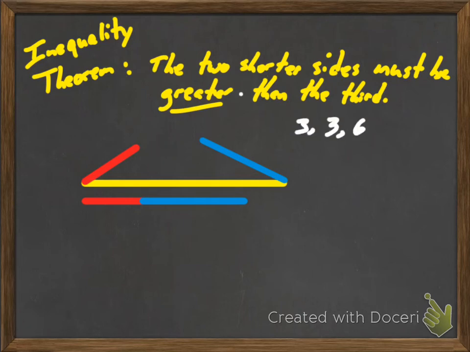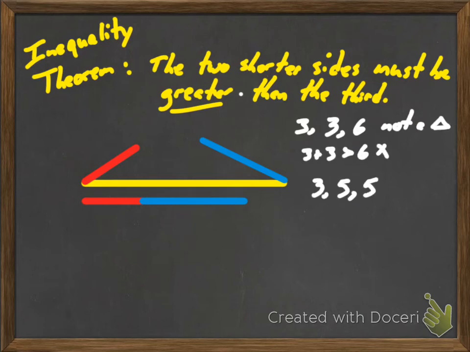So here's another example. This would be an isosceles triangle, 3, 3, and 6. 3 plus 3 is 6. So that's not a triangle, right? 3 plus 3 is not greater than 6, so that doesn't work. So that's not a triangle.